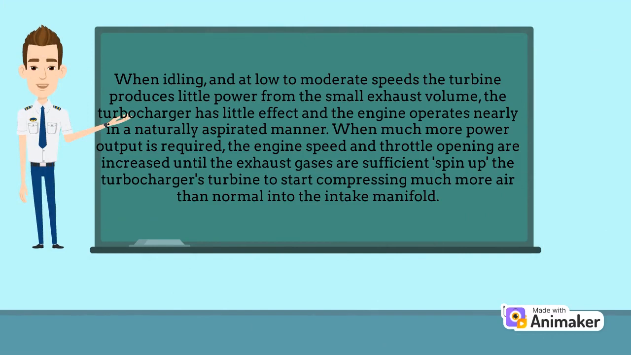When idling, and at low to moderate speeds, the turbine produces little power from the small exhaust volume. The turbocharger has little effect and the engine operates nearly in a naturally aspirated manner. When much more power output is required, the engine speed and throttle opening are increased until the exhaust gases are sufficient to spin up the turbocharger's turbine to start compressing much more air than normal into the intake manifold.